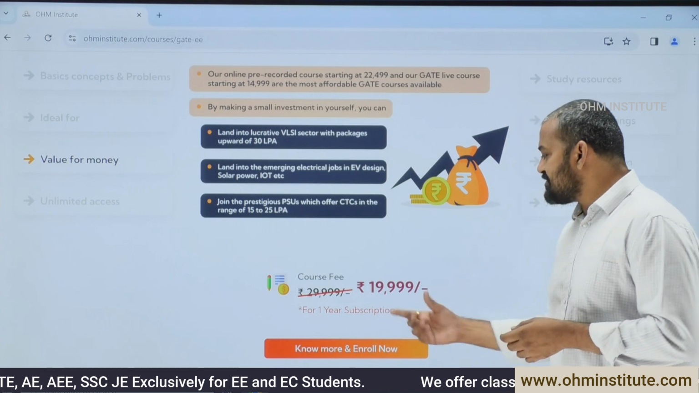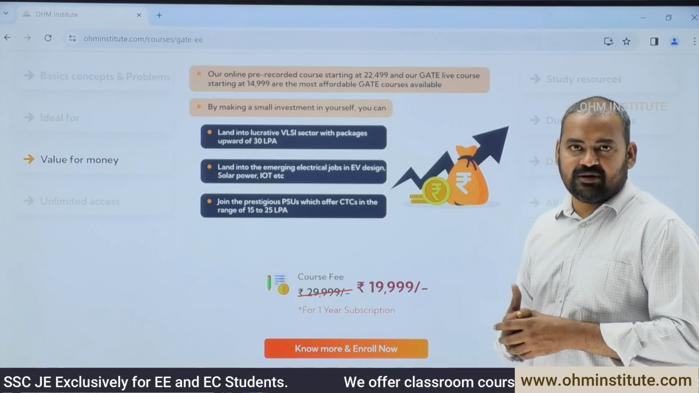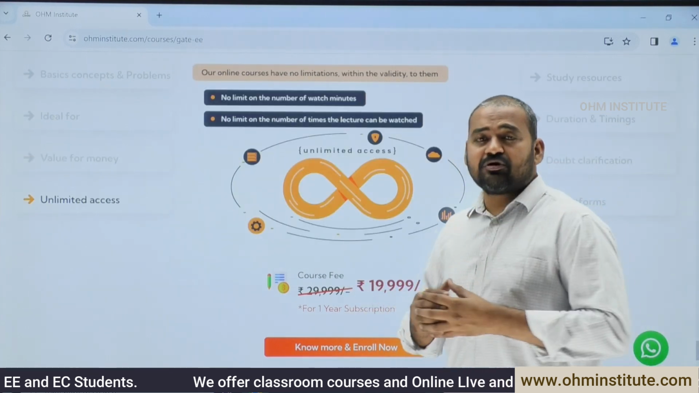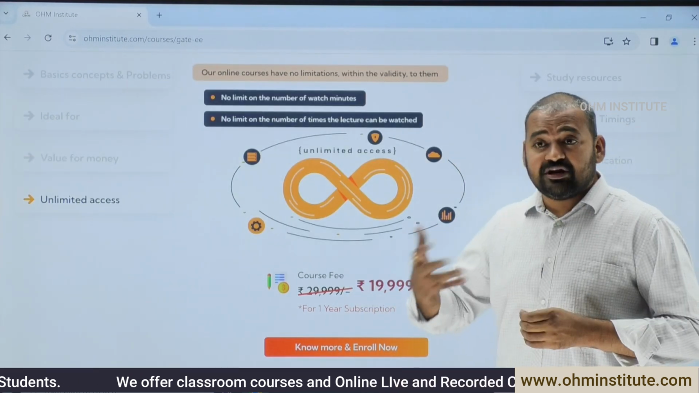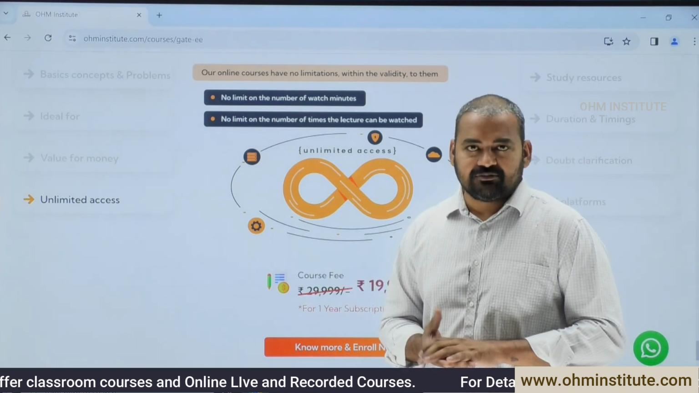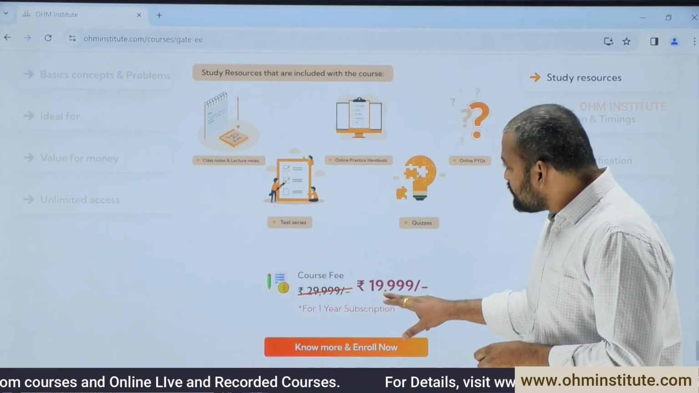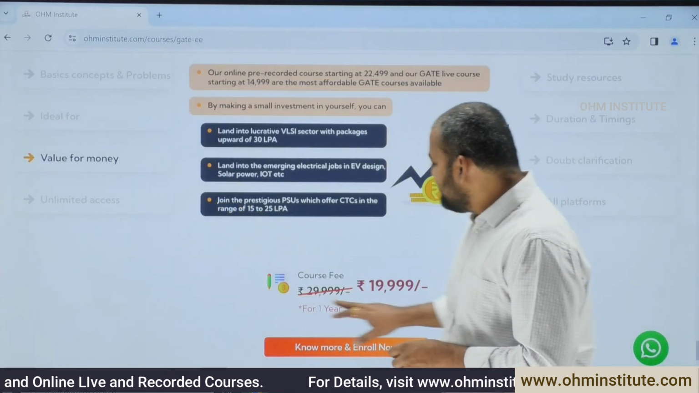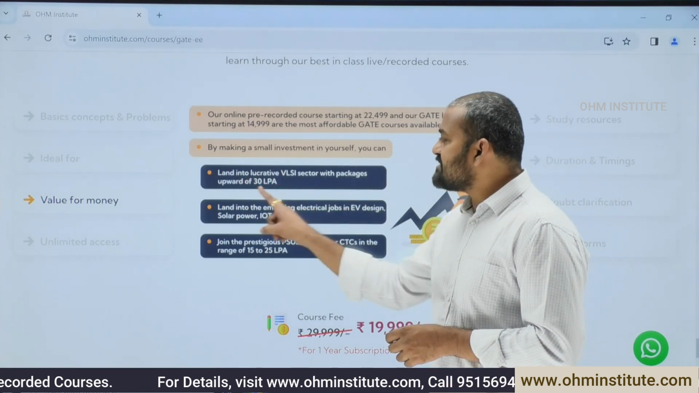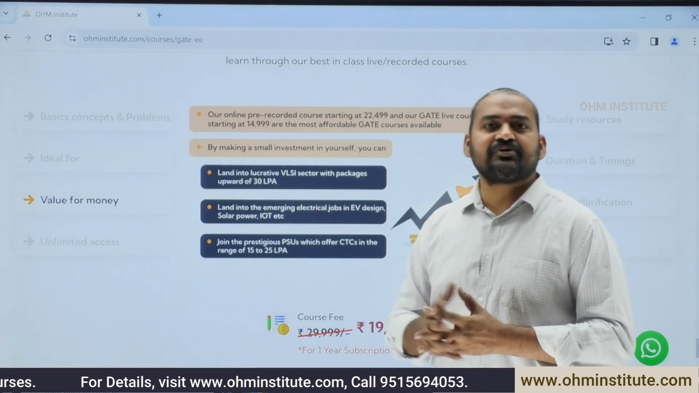A 1 year subscription is approximately 20,000. And don't think about money. As I mentioned, the time you are investing is very important. Time is greater than the money that you are investing. A 20,000 investment in your career can sometimes land you in the VLSI sector with a package of more than 30 lakhs per annum.